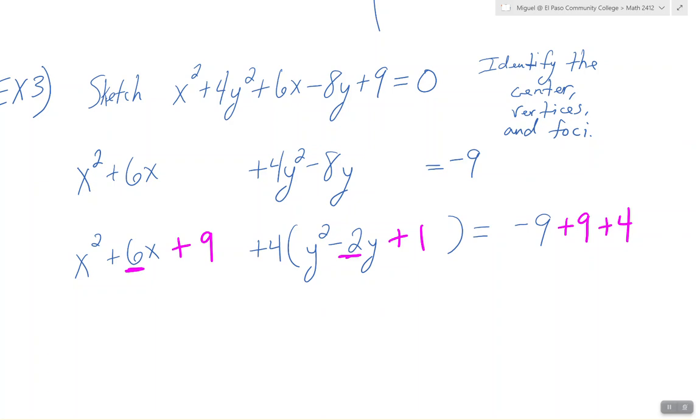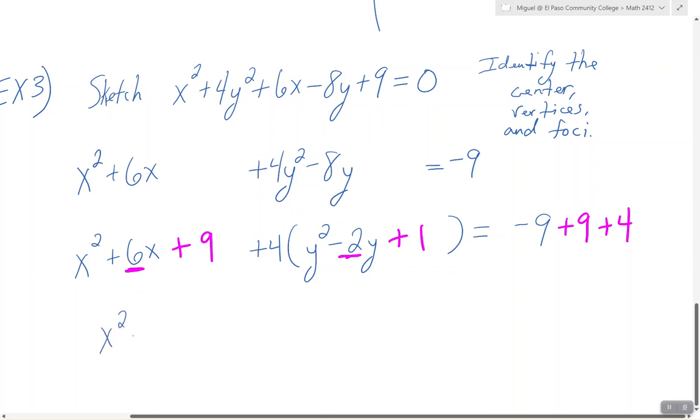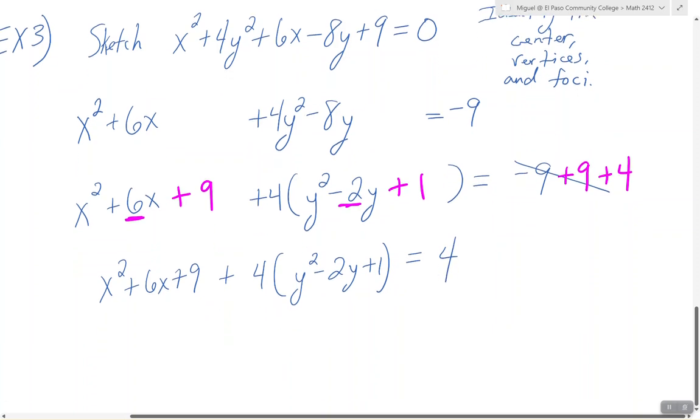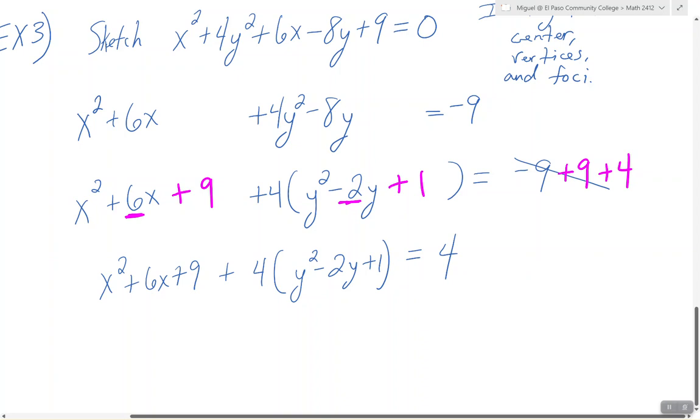Now we can simplify the next step. So before I factor these, let me rewrite everything. So I have x squared plus 6x plus 9. Then I have plus 4 times y squared minus 2y plus 1 equals, and then these cancel, so I end up with 4 on the right side there.